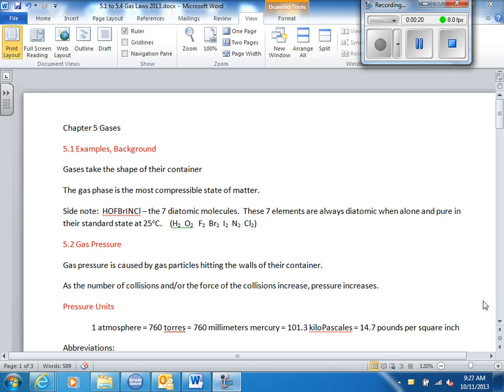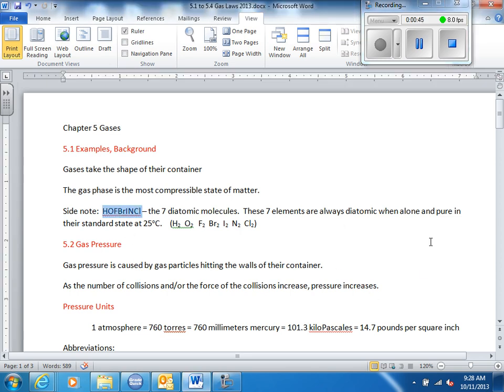Section 5.1, examples and background of gases. You need to know gases take the shape of their container. Unlike solids, which just sit at the bottom of their container, liquids take the shape of the bottom of their container but don't fill the entire container, whereas gases will fill the entire container.